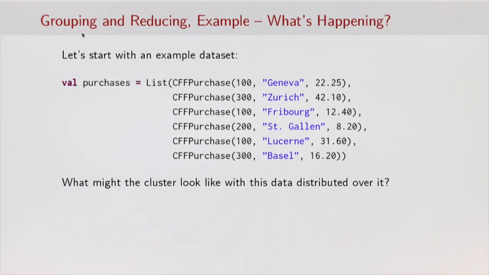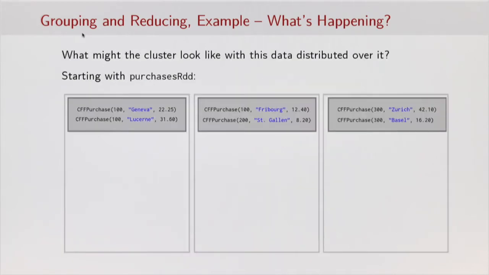So here, let's imagine our purchases are this short list of instances of CFF purchase. How might the cluster look with this data distributed over it? So let's start with the data in the purchases RDD. Let's imagine that we have 3 nodes, this one, this one, and this one, and we split up our data over these 3 nodes evenly. Since we have 6 data elements in the purchases RDD, for the sake of this example, we can put 2 elements on each node. So 2 here, 2 here, and 2 here.